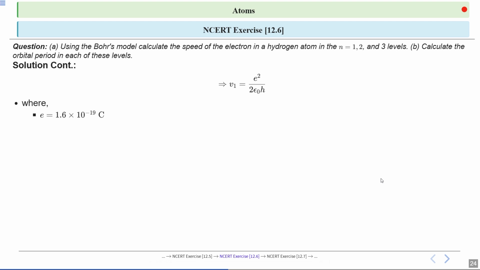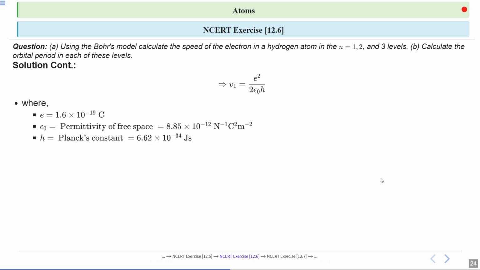First, e is the elementary charge, which is the charge of a single electron. Its value is 1.6 times 10 to the power minus 19 coulombs. Next, epsilon naught is the permittivity of free space. This constant tells us how electric fields behave in a vacuum, and its value is 8.85 times 10 to the power minus 12 newton inverse coulomb square meter inverse square.